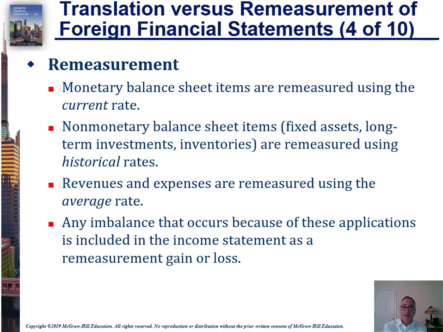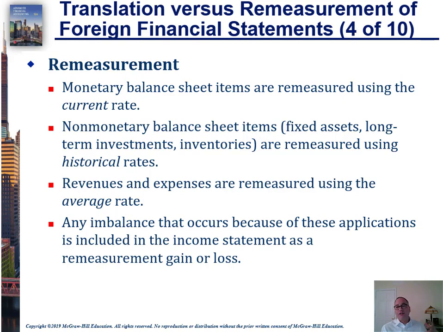Non-monetary balance sheet items, like fixed assets, long-term investments, inventories, all these other kinds of assets and liabilities. I don't know how you would have a non-monetary liability. You could, I guess. There are ways. I'm not sure. These would be remeasured using historical rates. Historical rate would be the rate of the transaction that created the asset or the liability.